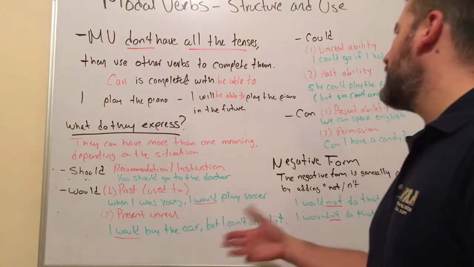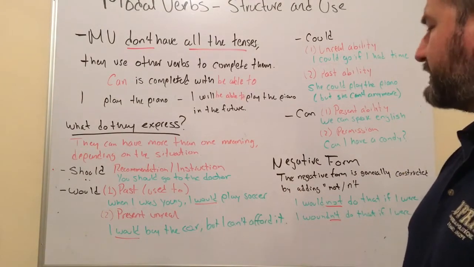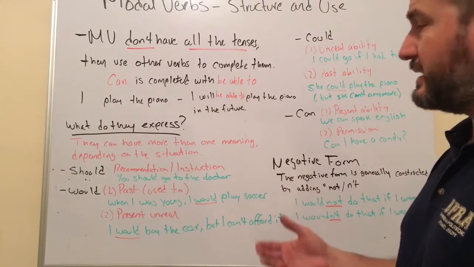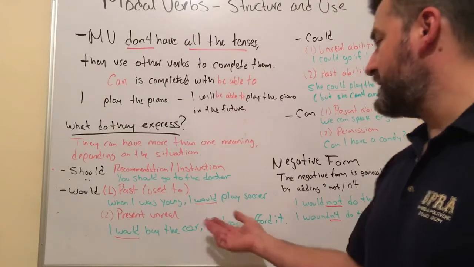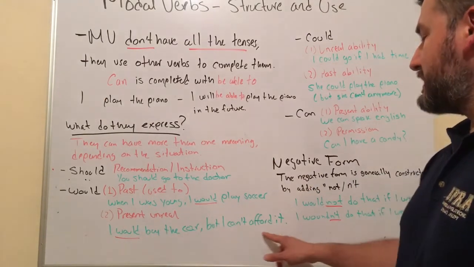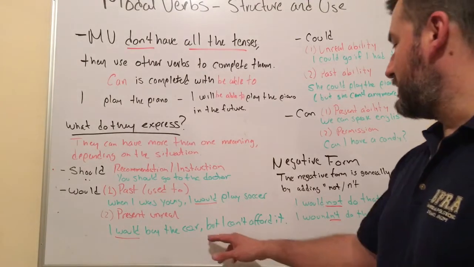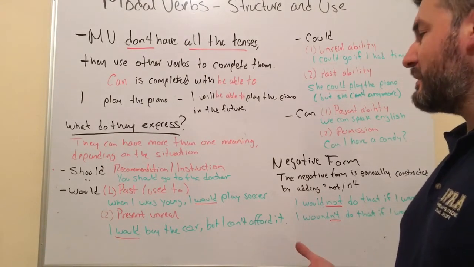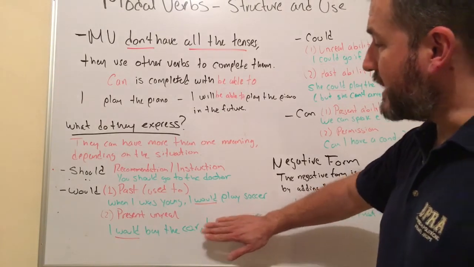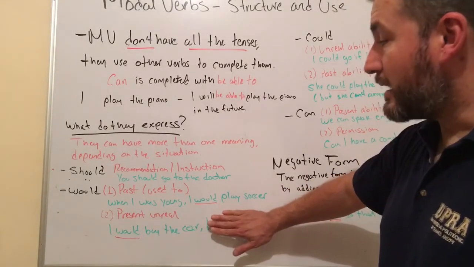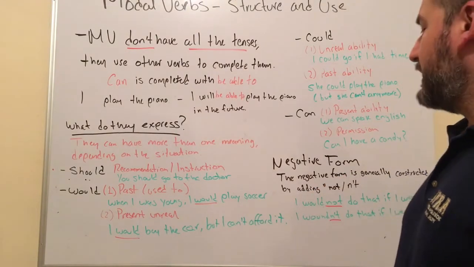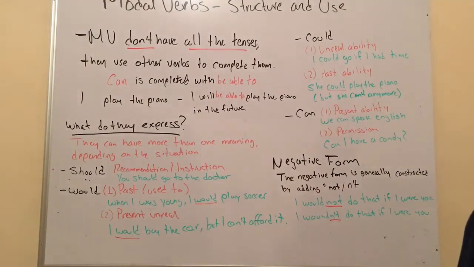When I was young, I wouldn't play soccer, and we don't have to change anything other than adding not or n't. But on this one, I wouldn't buy the car, but with the rest of the sentence, it doesn't make sense, but I can afford it, so that does not make sense. If we were to change it to the negative, we could say, I wouldn't buy the car, even if I had the money. That would be a way to change it.